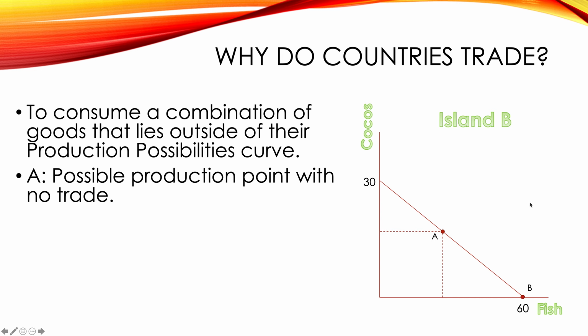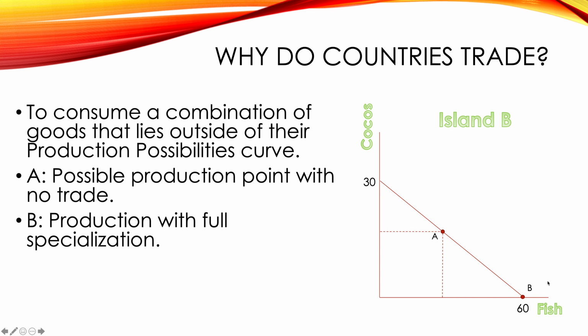Even if they decided to specialize in one thing, like point B down here is specializing only in fish, that doesn't mean they're trading necessarily, right? It just means they're making only fish. But without trade, they still cannot consume anywhere outside of this production possibilities frontier at the moment. So, when trade happens, though, we might get a point like point C, right?